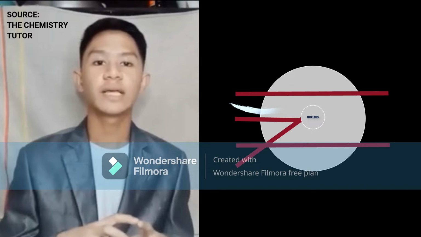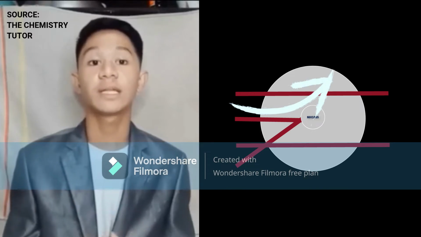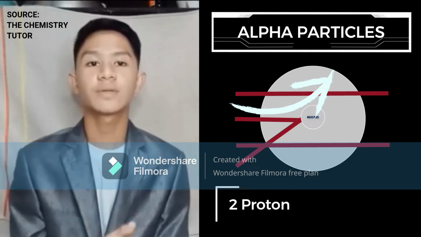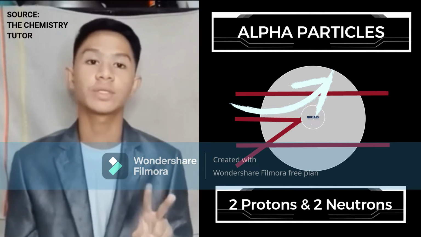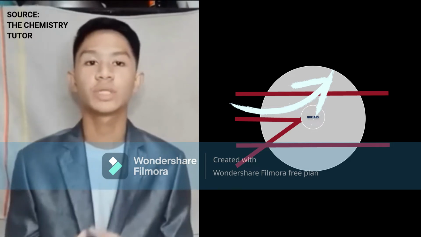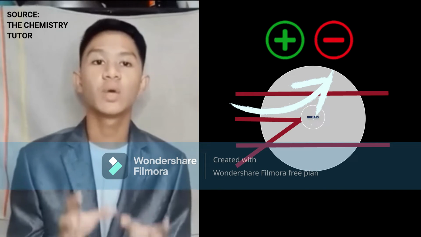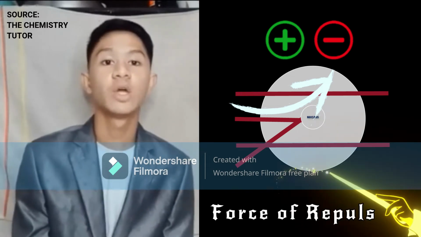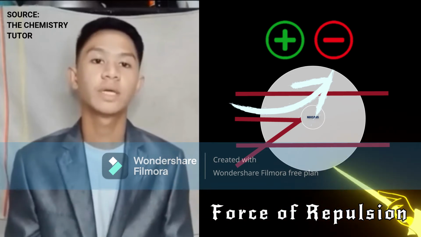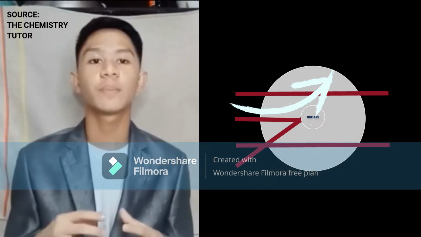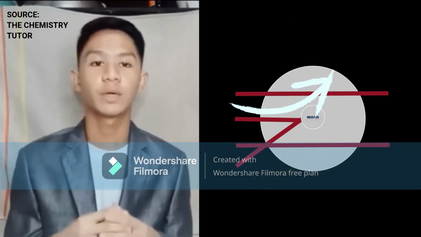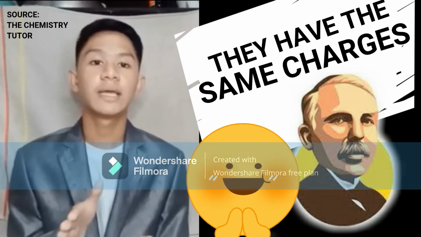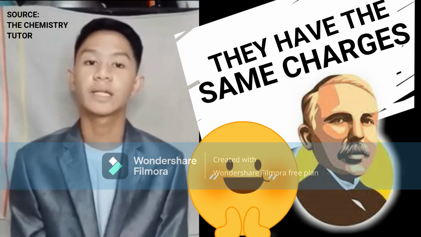The last thing we realized was that some of the particles deflected at different and large angles. And remember that alpha particles consist of 2 protons and 2 neutrons, so they have a positive charge, and we know that opposite charges attract each other. So it means that the same charges will repel each other, which is called a force of repulsion. So from the fact that some of the particles were deflected away from the gold foil, he came up with the idea that they have the same charges, which is why the particles move apart.